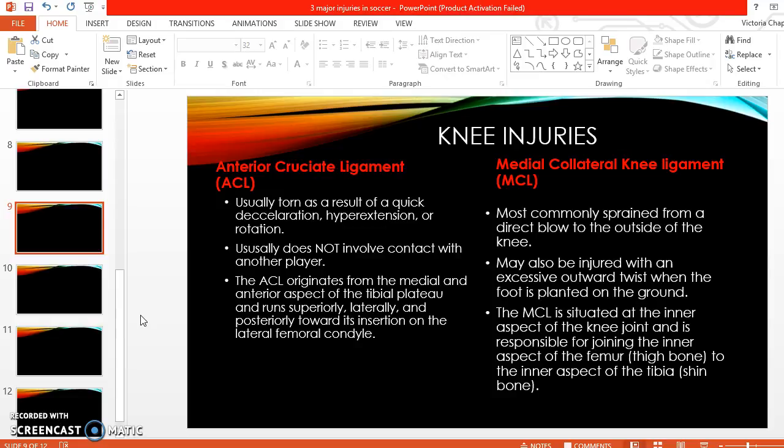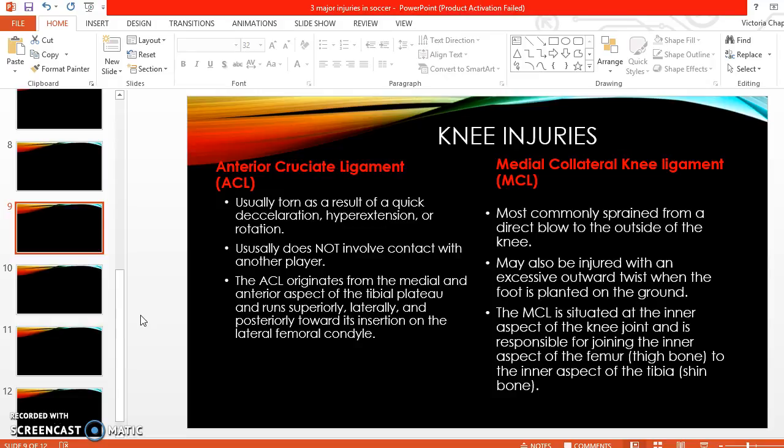The ACL originates from the medial and anterior aspect of the tibial plateau and runs superiorly, laterally, and posteriorly towards its insertion on the lateral femoral condyle. And I'll show you a picture of that as well.